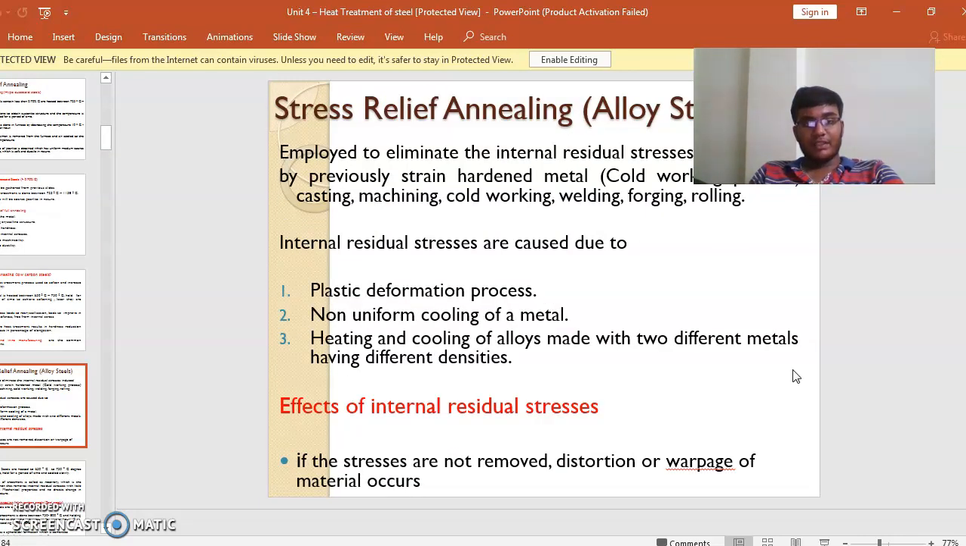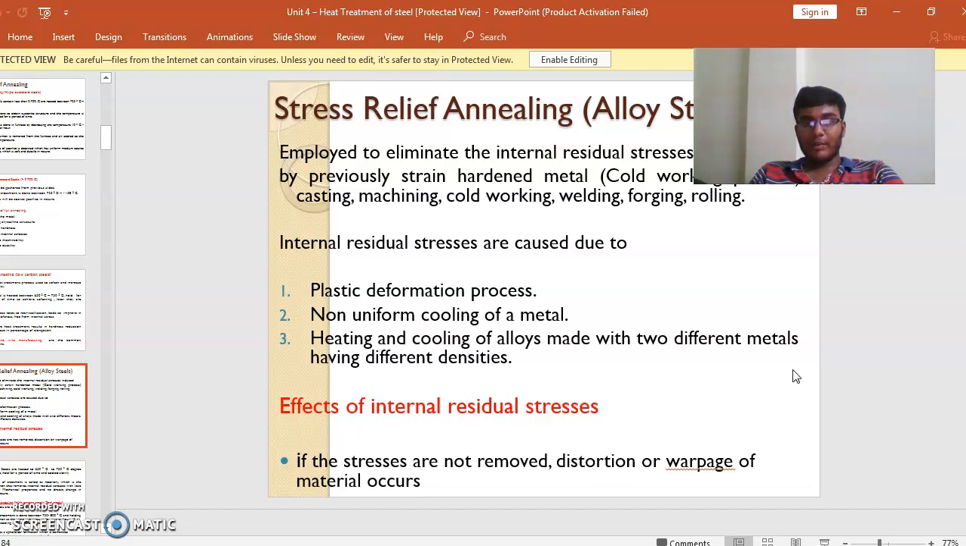Stress relief annealing. Stress relief annealing is usually applicable for alloy steels, employed to eliminate the internal residual stress induced by previous strain hardening and cold working processes. During casting, machining, cold working, welding, forging and rolling, the internal stress in the metal increases. This leads to breakage of the metal. To avoid this, the internal stresses of the metal are to be removed.